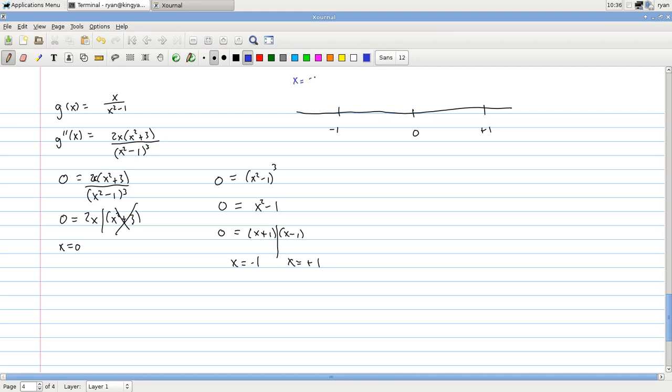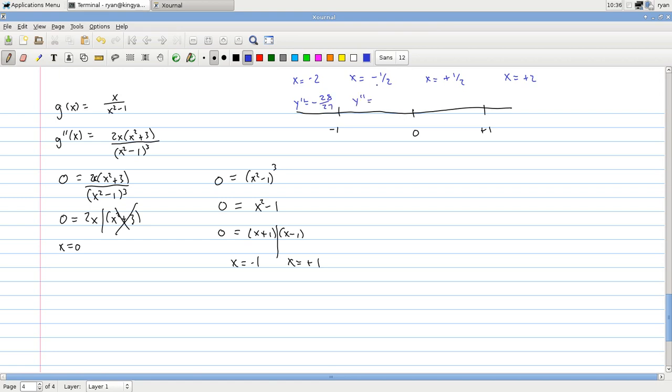Now we pick test values as we did before. In this interval, I'll choose x equals -2. And here, maybe x equals -1/2. In this third interval, x equals +1/2. And over here to the right, x equals +2. Now plugging each of these into the second derivative, in this first interval, I have that the second derivative is -28 over 27.